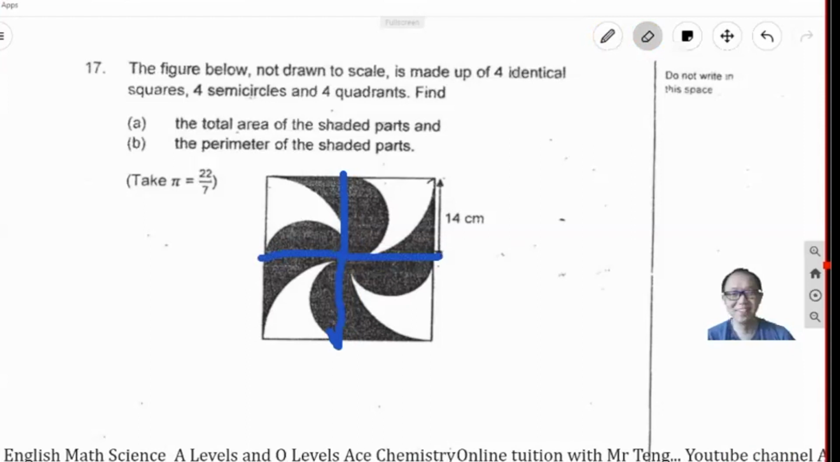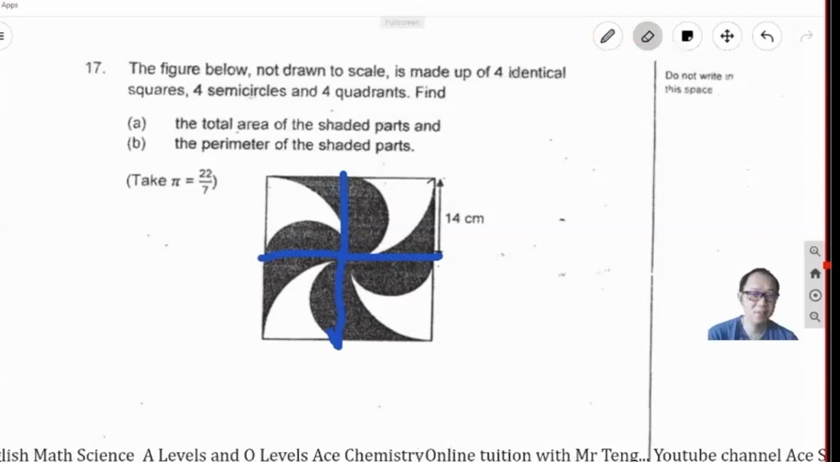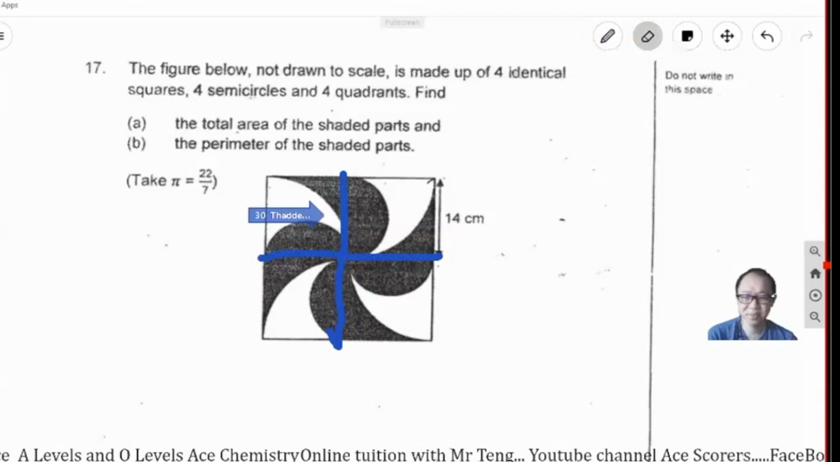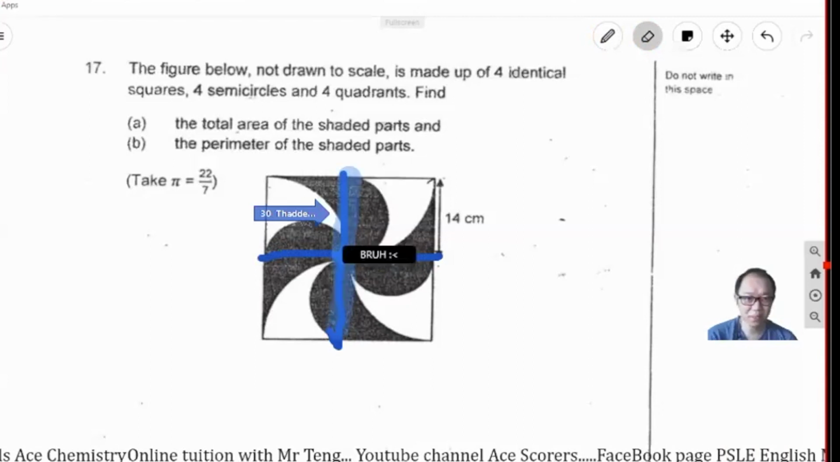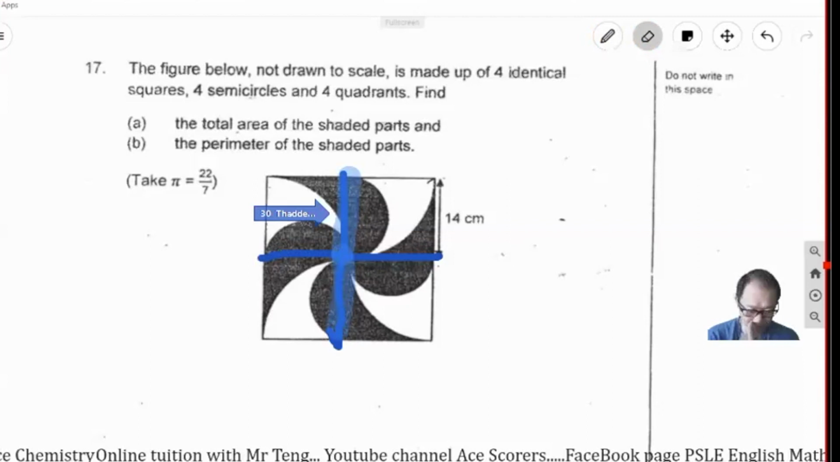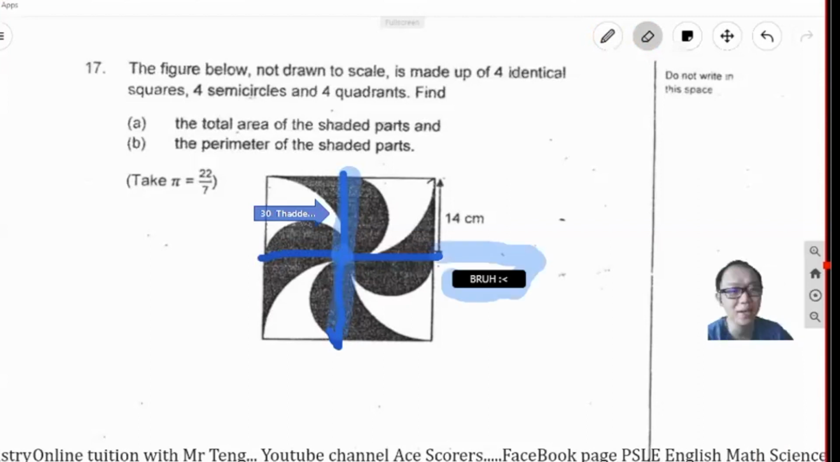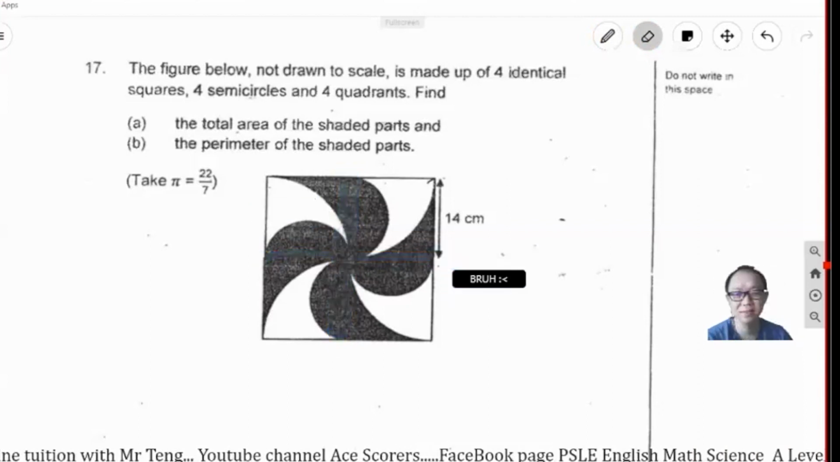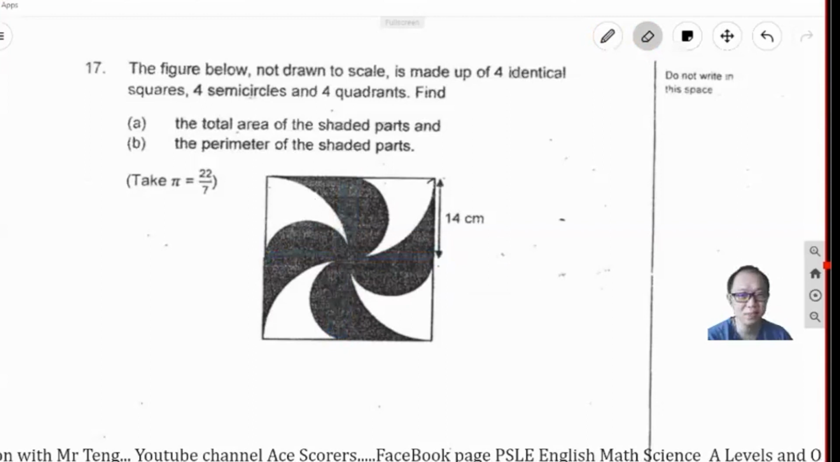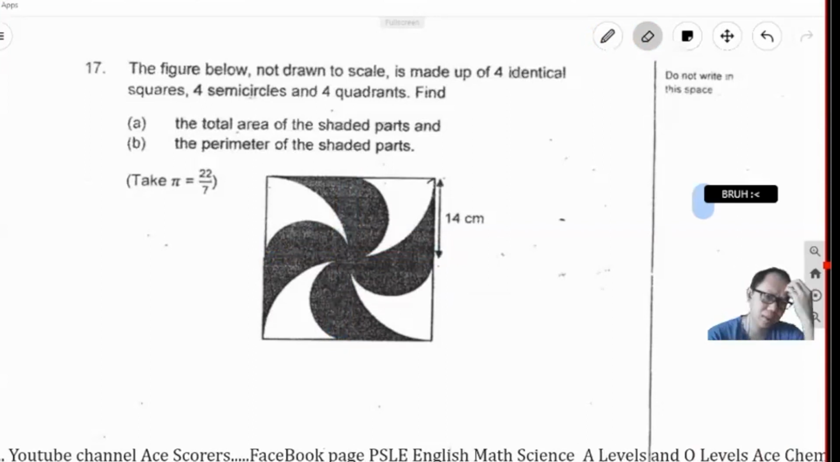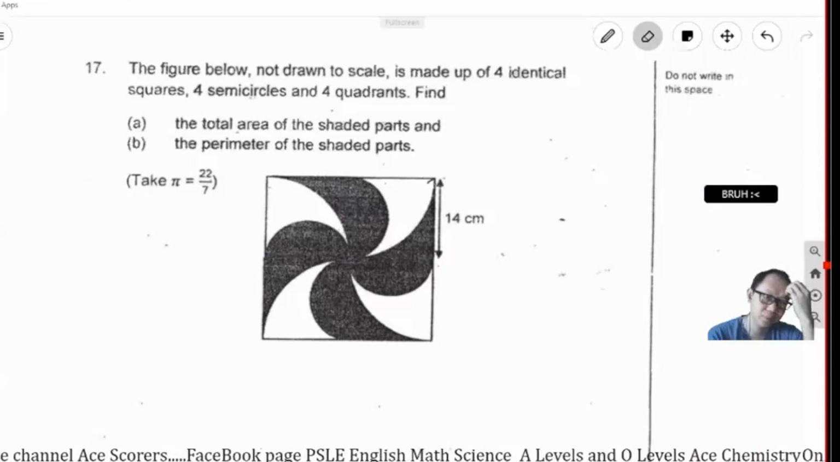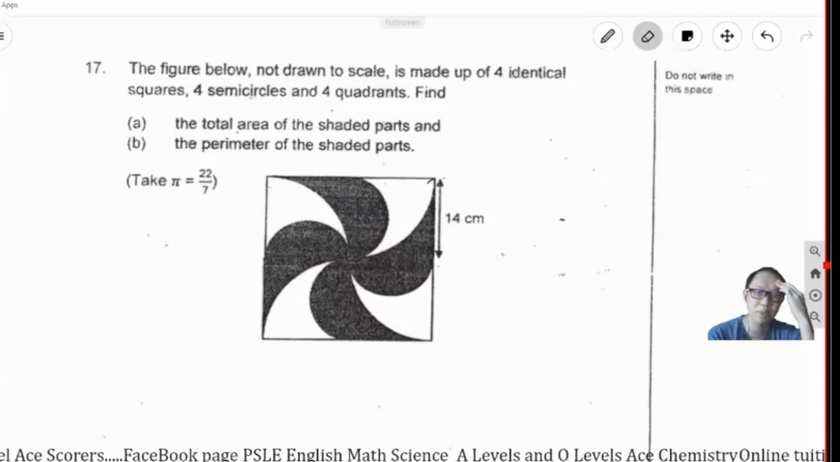Alright, so you can see 4 squares there, right? Yep, thank you. Now I cannot see the diagram already. Alrighty, enough. Okay, so we see the 4 squares. Find the total area of the shaded parts. Total area of the shaded part.